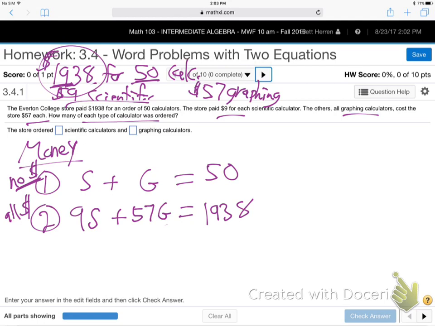Yeah, make the fronts opposites. Let's just make the fronts opposites. So what I'm going to do is multiply the top one by -9, right? -9, -9, all the way through the top equation.